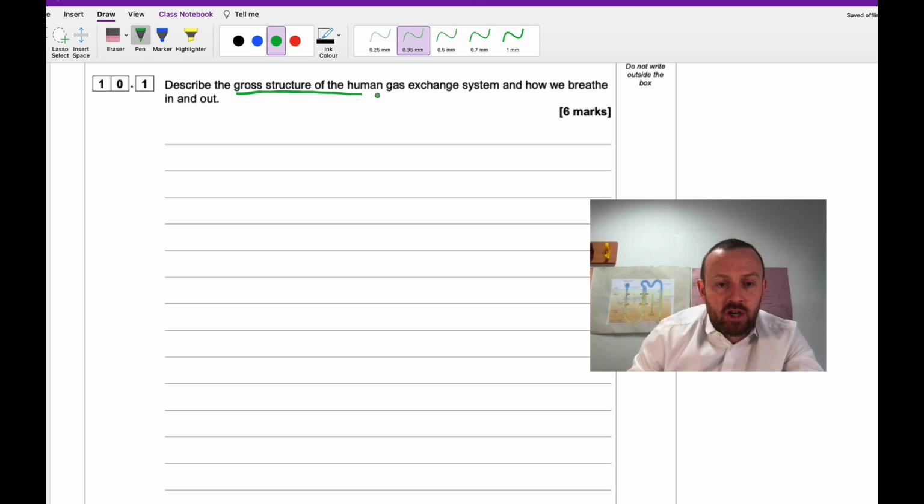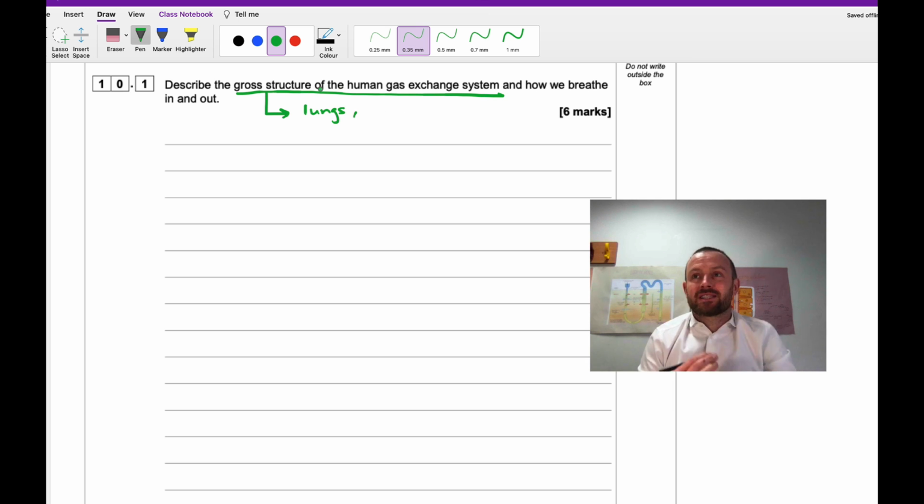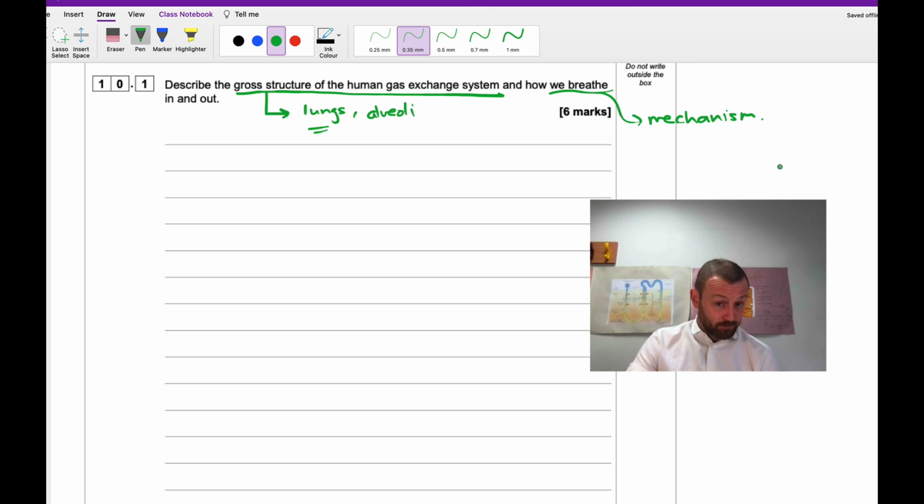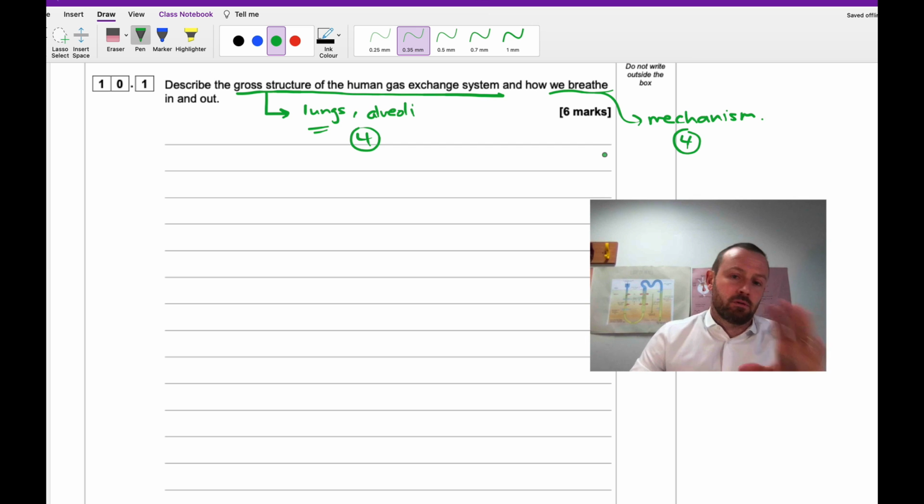So the gross structure of the human gas exchange system. So basically, you want to describe the lungs. It says the gross structure, so that's the big scale structure. So lungs, and maybe go into the alveoli, but we probably want to spend more time on the lungs type stuff. How we breathe in and out. This is like the mechanism of inhalation and expiration. Okay, so maybe try and get 3 or 4. If you tried to get 4 marks for this and 4 marks for this, like a total of 8 marks, then you should get 6, even if you don't quite use the right language for one of your points.